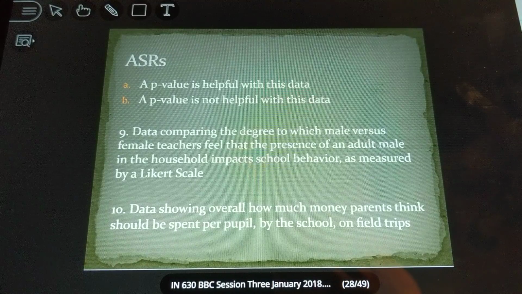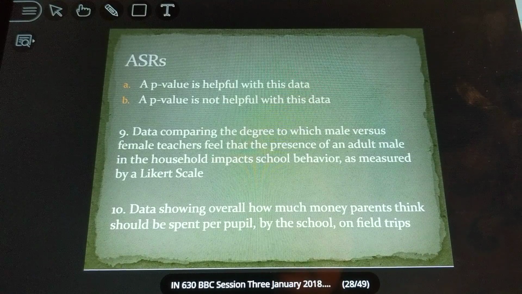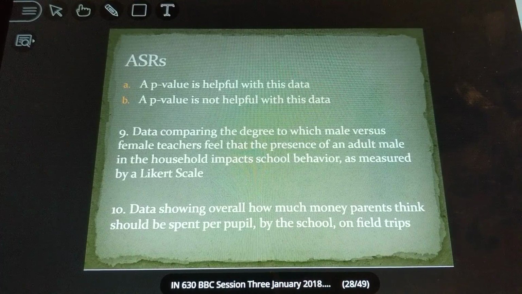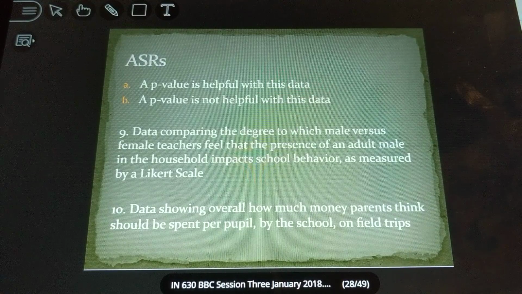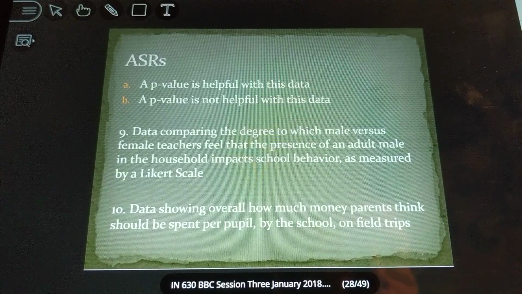Okay, so let's try number 10. Data showing overall how much money parents think should be spent per pupil by the school on field trips. A means a p-value would be helpful, and B means it would not. So please go ahead and put your selection in the box. Okay, everybody got that one right.